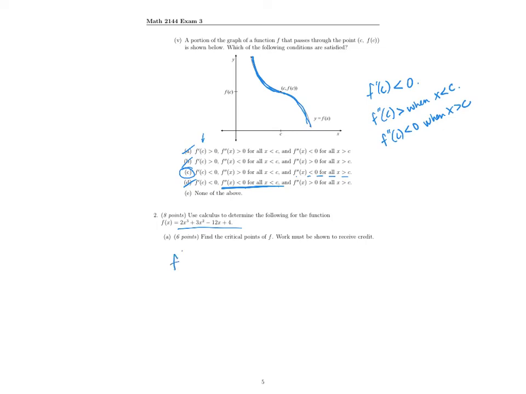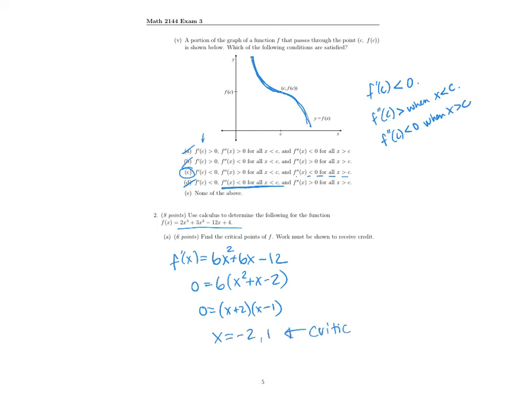So let's find f prime. So it's 6x^2 plus 6x minus 12. And if I set that equal to 0, I can pull a 6 out of everything, and I can factor. So my critical points are x equal -2 and x equal 1. So those are my critical points.